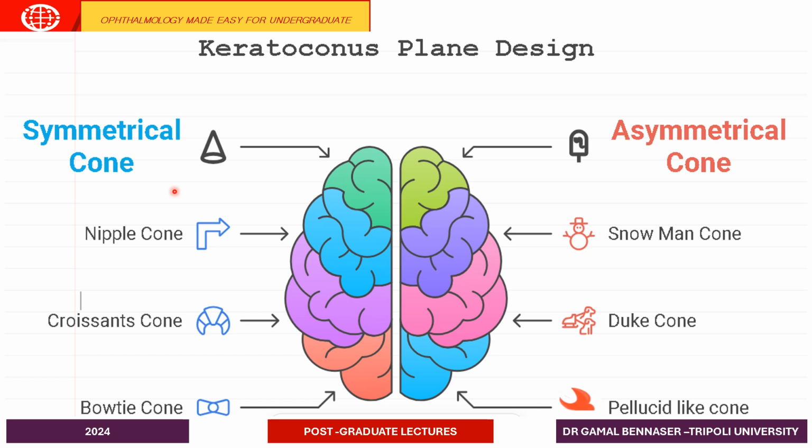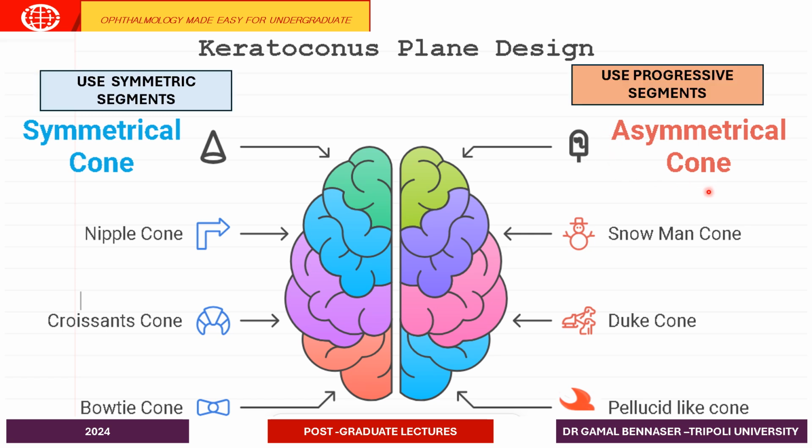Now, the classification is important because for the symmetrical cone, it is preferable that we use the symmetrical intracorneal ring segments. However, for the asymmetrical cone, we preferably use the progressive intracorneal segments. Why? Because in the asymmetrical cone, the high order aberrations will predominate, and the vertical coma, as we have spoken before, especially the negative vertical coma, will predominate.